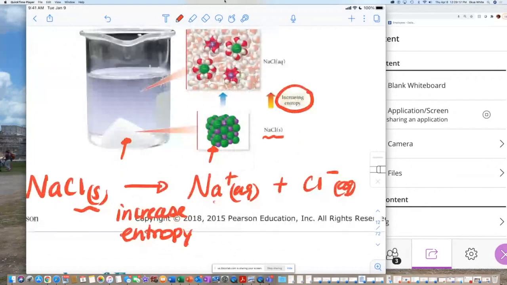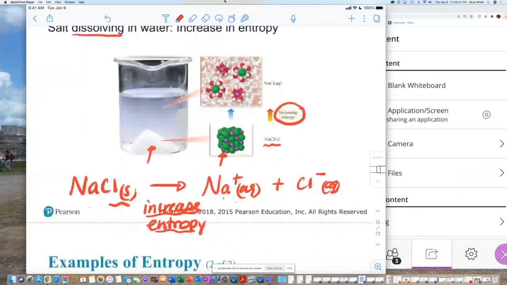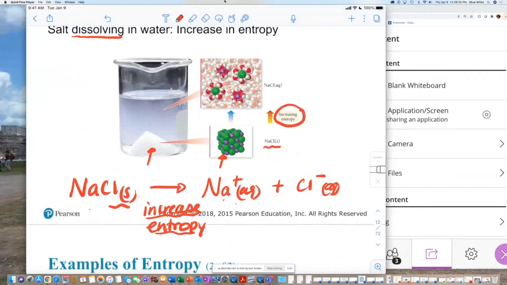So the sodium chloride compound goes from the compound to forming ions. We have an increase in entropy, right? So when given an equation like this, you want to be able to judge: is the entropy increasing, is it remaining the same, or is it decreasing? I say increasing because they say increasing. But why? This starts off as one.